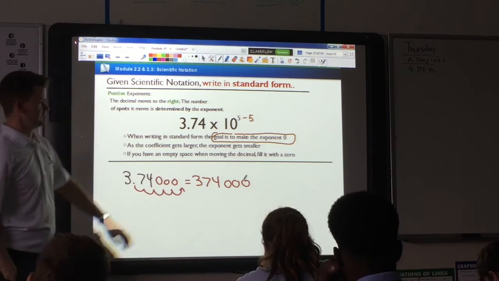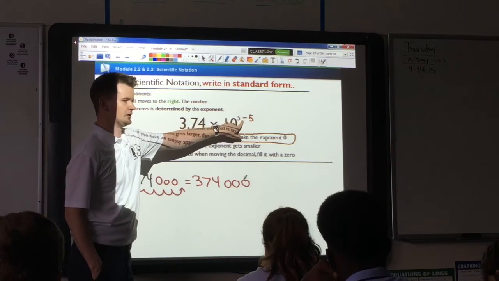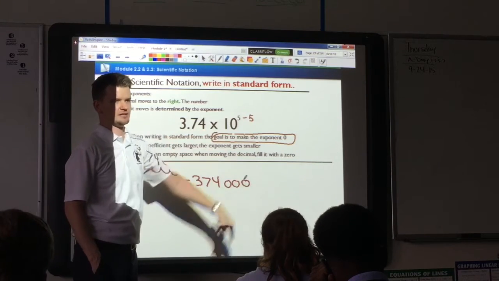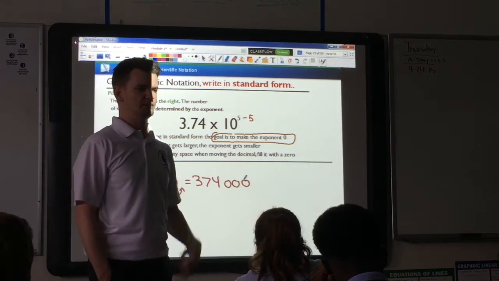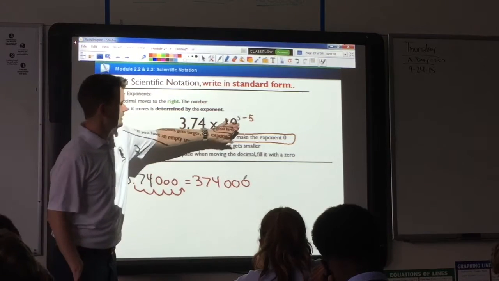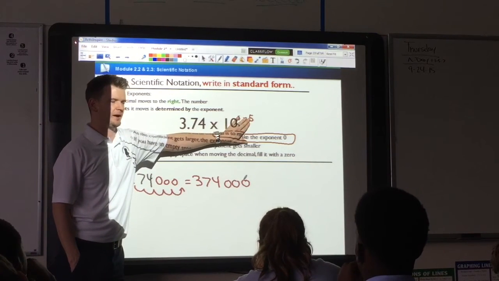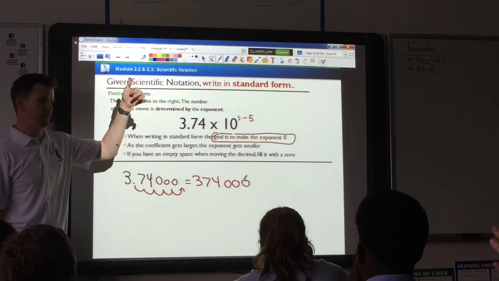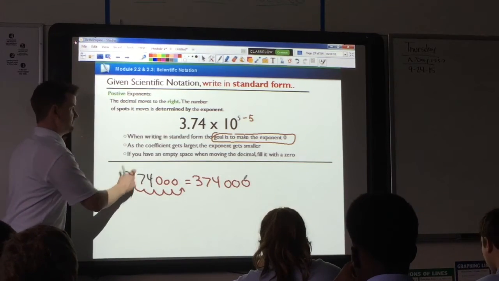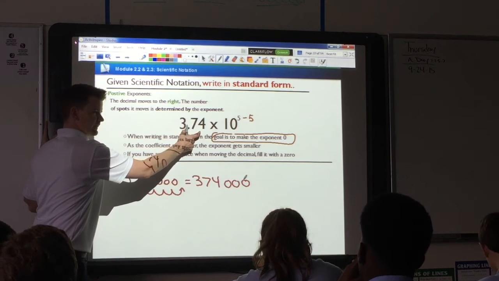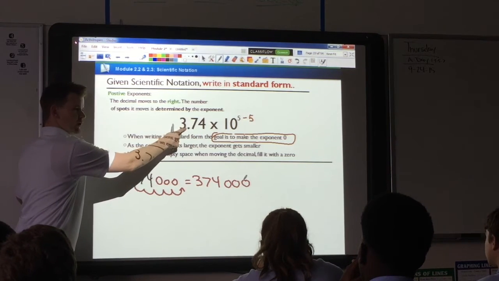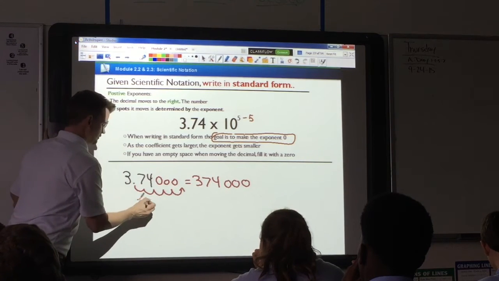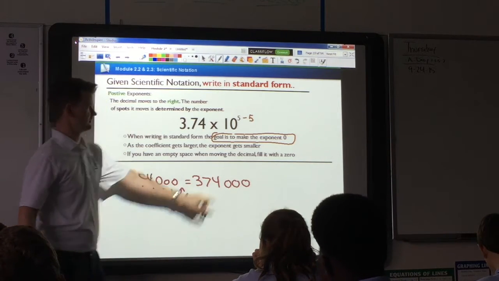All you're doing is turning this exponent into zero. And however much you take away from this exponent, that's how many times you're going to be moving the decimal. So here, I subtracted 5. My exponent got smaller, so my coefficient must get bigger. The reason I moved to the right is because my original number is 3.74. If I move it to the left, is this getting bigger or smaller? Smaller. I don't want it to get smaller, I want it to get bigger. And I moved the decimal 5 times, that matches.